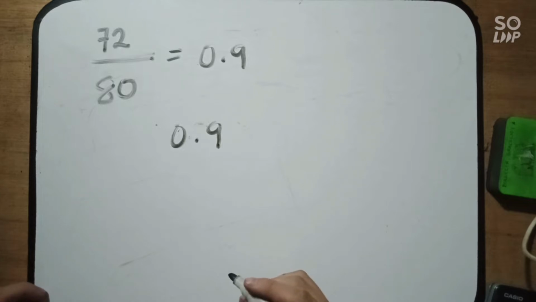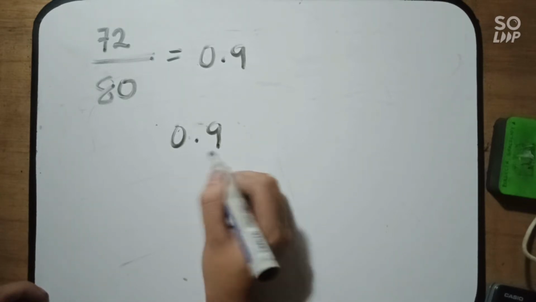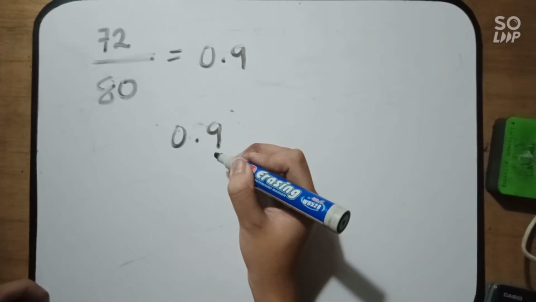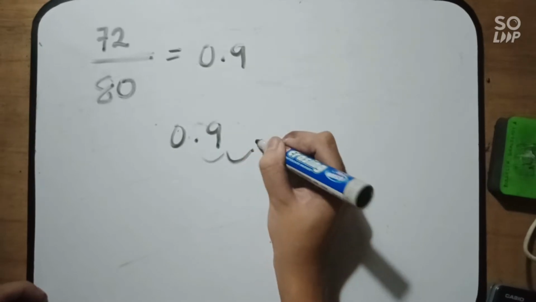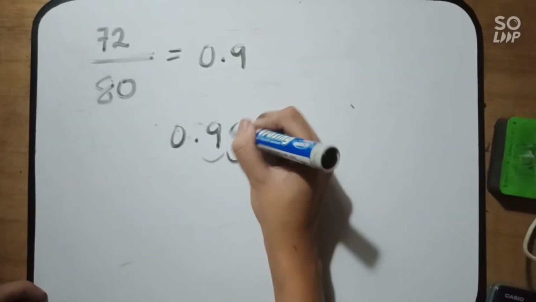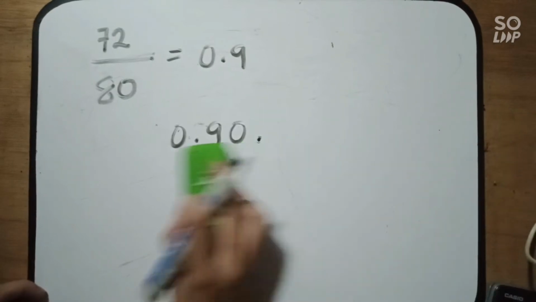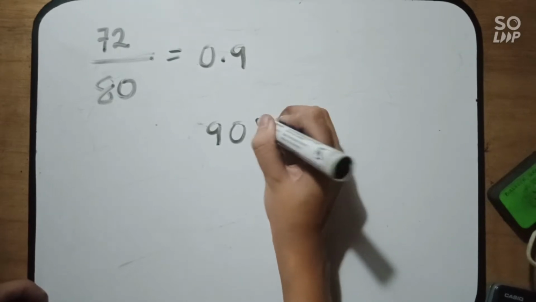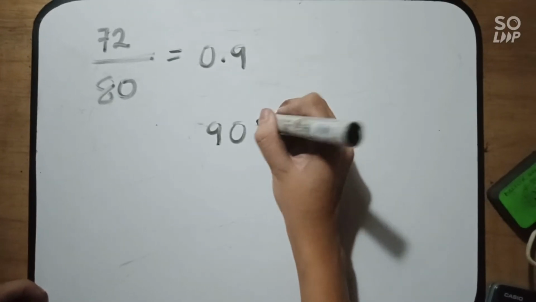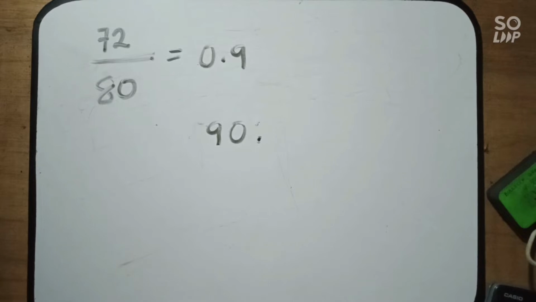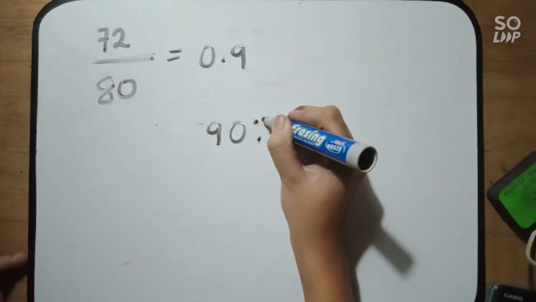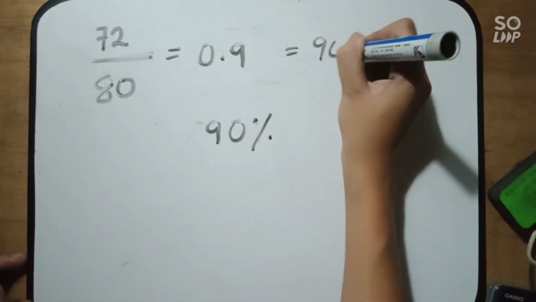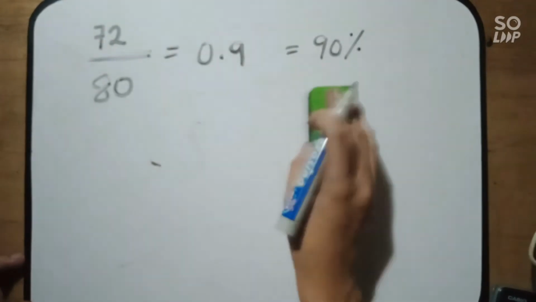moving 2 decimal places to the right. So here, the decimal value of 72 over 80, just move the decimal point 2 places to the right. So 1, 2. The decimal point will be here. So it will become 90. And then affixing the percent sign. So 72 over 80 is equal to 90%.